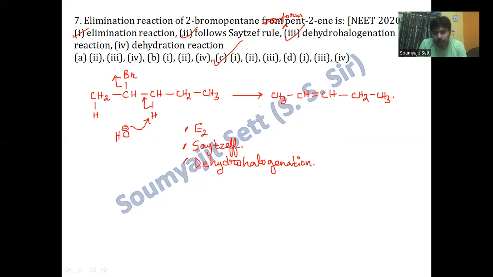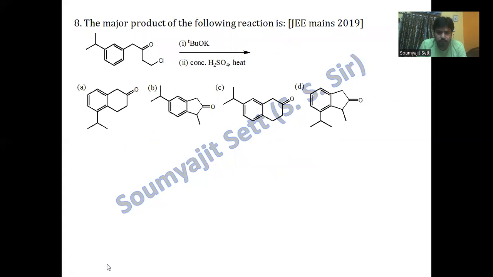As we already discussed in classes, if Br, I, etc. groups are present, it will undergo Saytzeff elimination. So the Saytzeff product is obtained. Okay. Next. Major product in this reaction. Let's see how we can handle this.